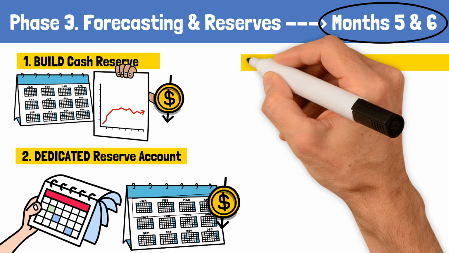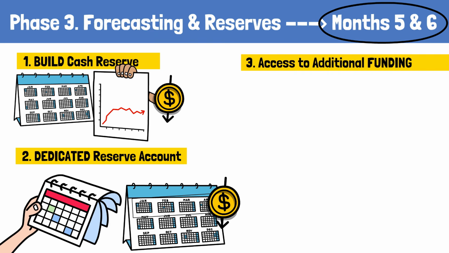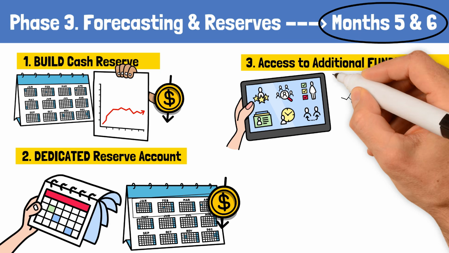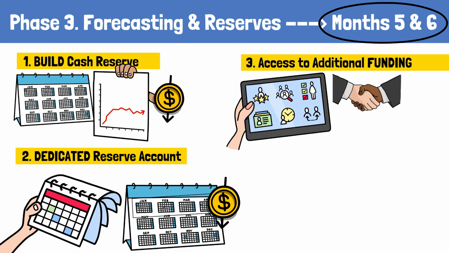Another important step is establishing access to additional funding before you actually need it. Consider applying for a business line of credit while your financial position is healthy. Financial institutions are generally more willing to provide financing when businesses demonstrate strong performance and stable cash flow. A revolving credit facility can serve as a backup source of liquidity during seasonal fluctuations or unexpected emergencies.